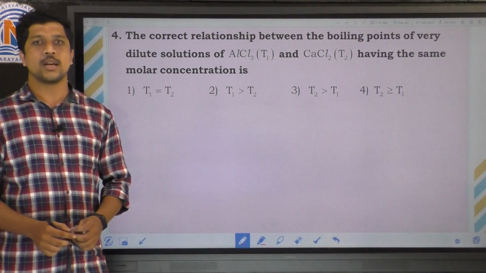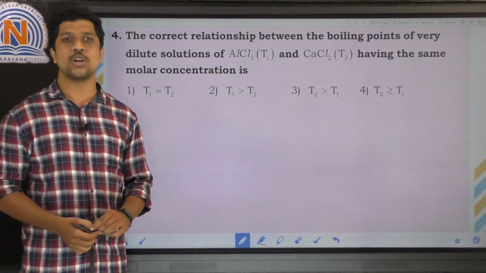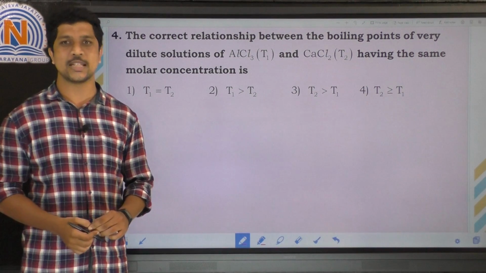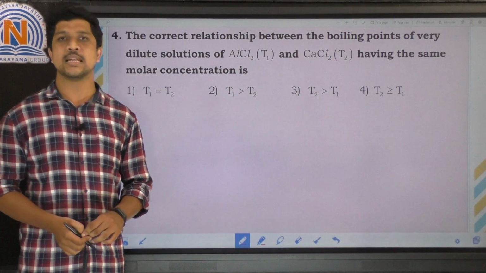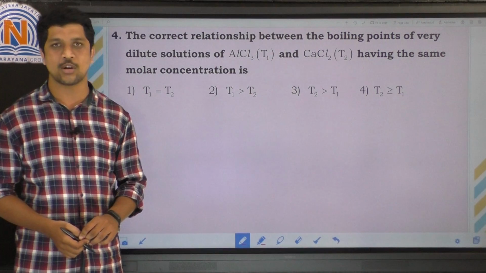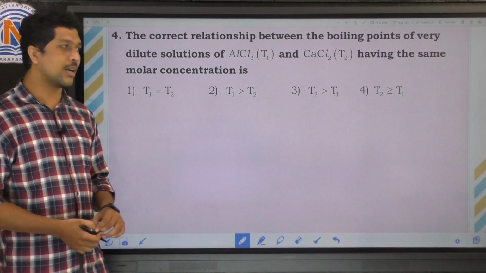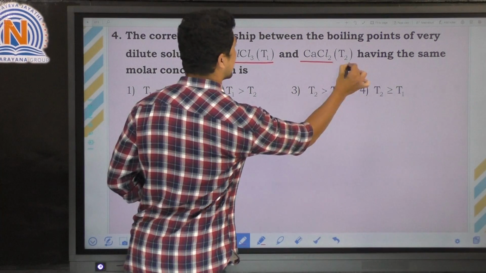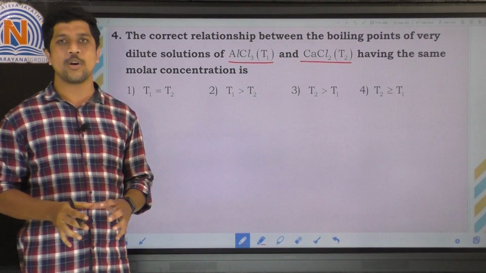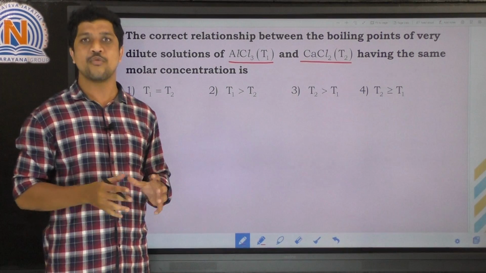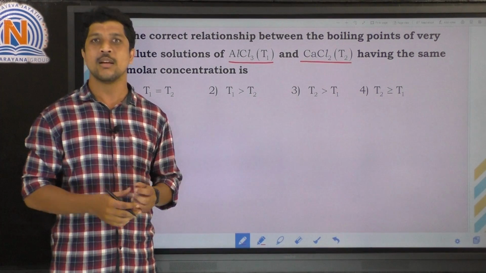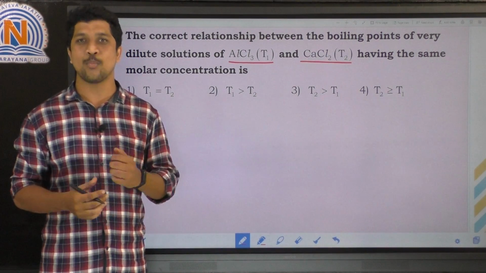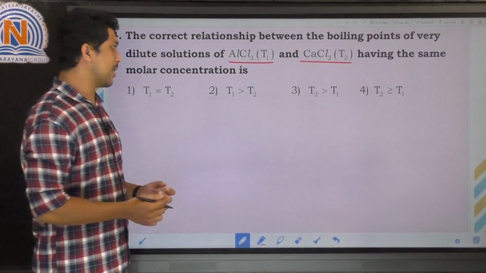Here, the correct relationship between the boiling points of very dilute solutions of AlCl3 (T1) and CaCl2 (T2) having the same molar concentration. So we need to find the relation between the boiling points of AlCl3 and CaCl2. This also depends completely on van't Hoff factor. The molecule which has the highest van't Hoff factor has the highest boiling point. Let's see.